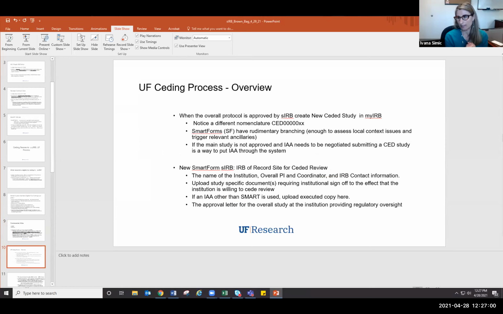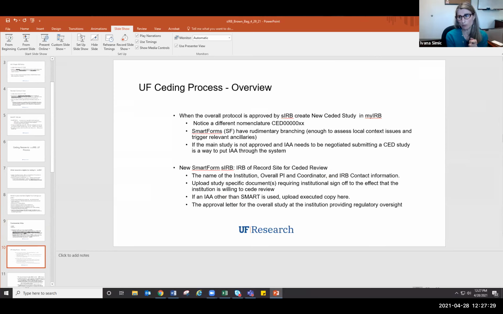As far as the nitty-gritty of the seeding process at UF, I'm just going to give you steps through the SMART forms. So seeded project type is a separate workflow from creating and submitting a new study in My IRB. Seeded studies even have different nomenclature that start with CED and then the study number. SMART forms have only rudimentary branching.